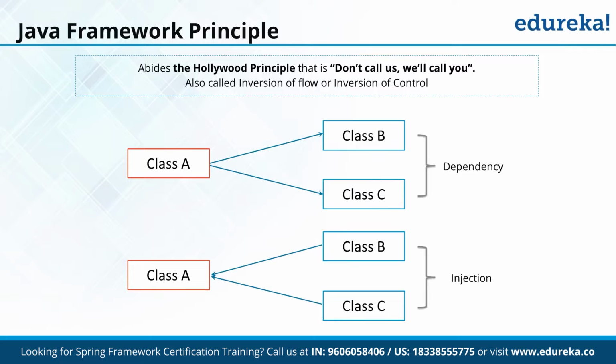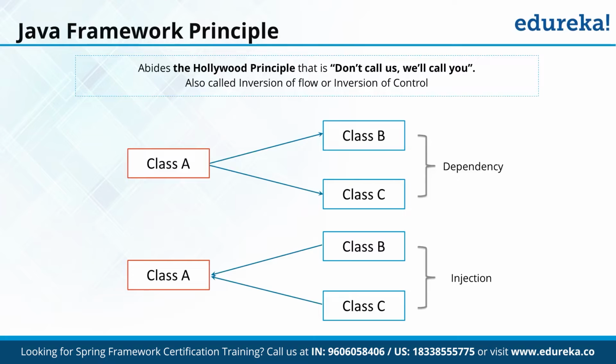Or you can say it is the other way around, right? So if B and C are dependent on A, or A is dependent on B and C. So how can we solve such problems? Spring Framework is one of the key frameworks which focuses on inversion of control, with the key principle as dependency injection. So that's what we're going to discuss.